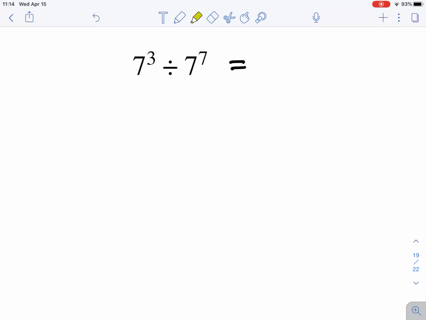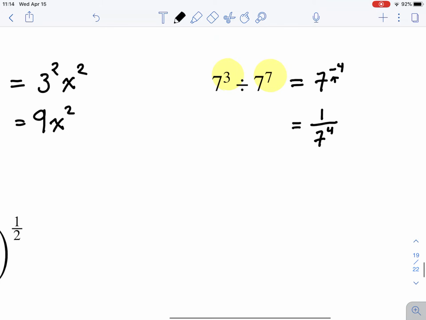7 cubed divided by 7 to the power of 7. Listen, we're going to subtract our exponents. And we're going to do 3 take away 7. So this is going to be 7 to the power of -4. Now, a lot of times we want to write all of our expressions with only positive powers. So this will become 1 over 7 to the power of 4. Right? This negative sign means the reciprocal.